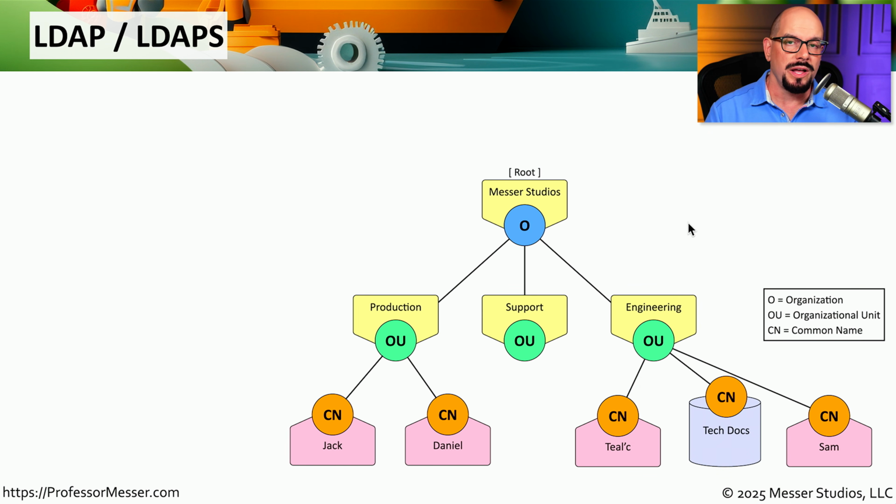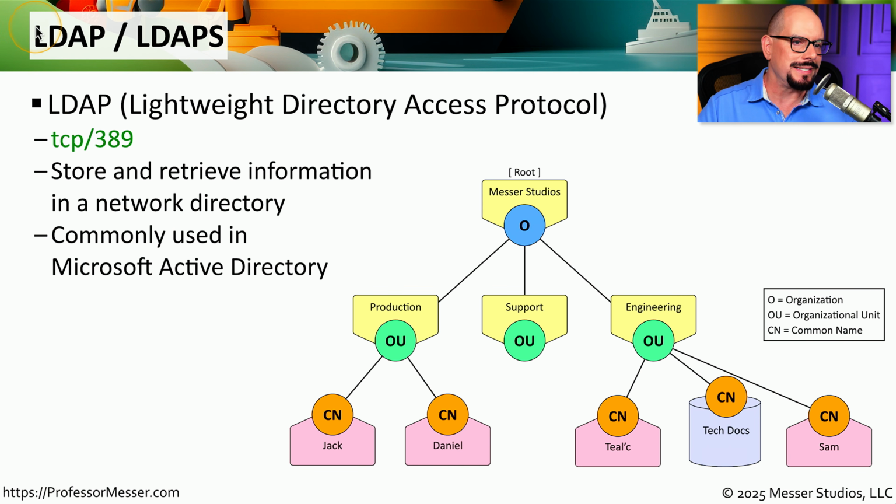Most organizations will have a central database that contains all of the important information about the devices, users, and important resources available on their network. This is usually a directory of services or a database that contains all of this information, and to be able to access this database, we use a standard set of protocols. One of these protocols is LDAP or LDAPS. This stands for the Lightweight Directory Access Protocol or the Lightweight Directory Access Protocol Secure. LDAP commonly uses TCP port 389.